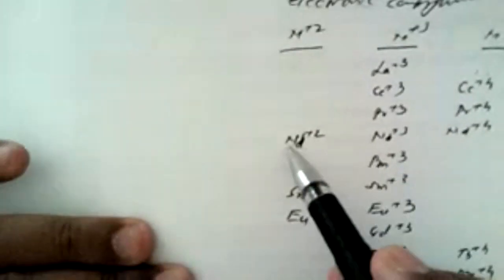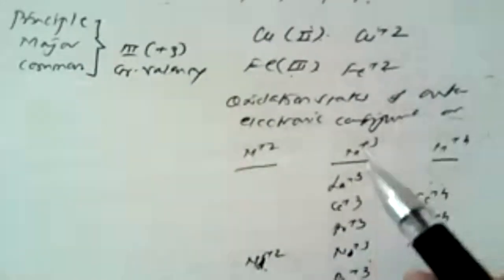They do display +2 oxidation state, and these are the 5 members. They show highest oxidation state. So here, neodymium can show 3 oxidation states, +2, +3, and +4. Samarium shows only 2 oxidation states. Again, terbium 2 oxidation states. So like this, we have arrived at all the oxidation states for these members. So +3 is a common or major, or principal oxidation state.